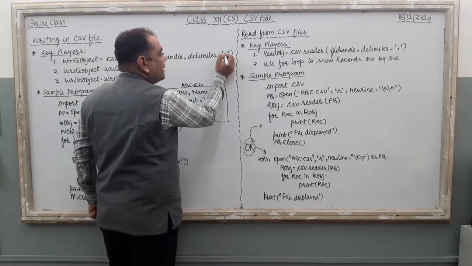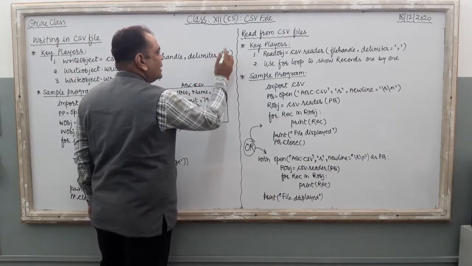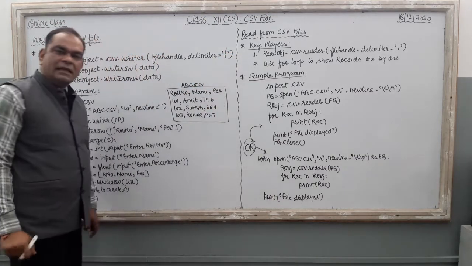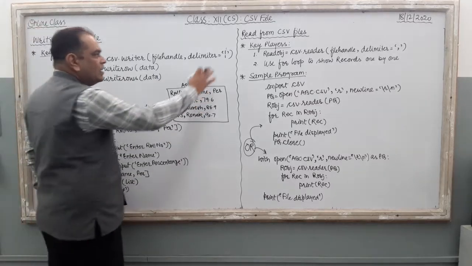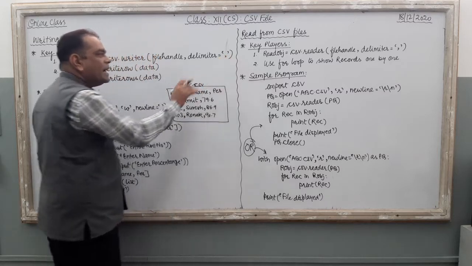ये जो delimiter है यहाँ पे ऐसे semicolon दे दोगे. If you want to put pipe symbol as a delimiter, तो आप इस command में ऐसे pipe symbol ये दे दोगे. Clear? So here this is the delimiter. It is going to separate your file data.